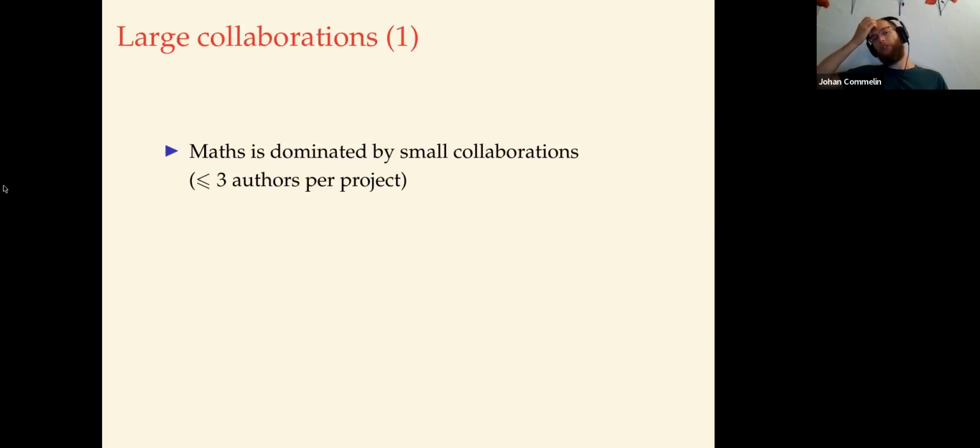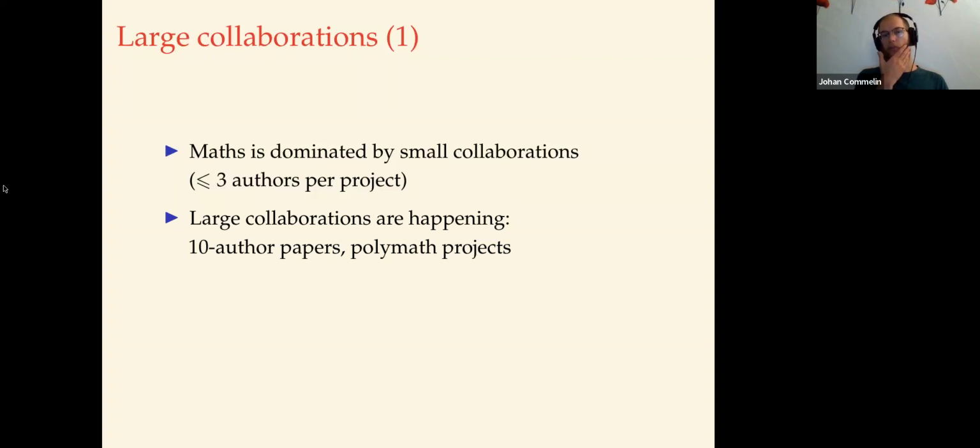So traditionally, mathematical research, I think, is dominated by really small collaborations. A lot of papers have only 1 or 2 authors, maybe 3 authors. And I think that covers maybe 80% of all papers out there. And in the last few decades, maybe 2-3 decades, we have witnessed some changes. So there have been several, even 10 author papers appearing.